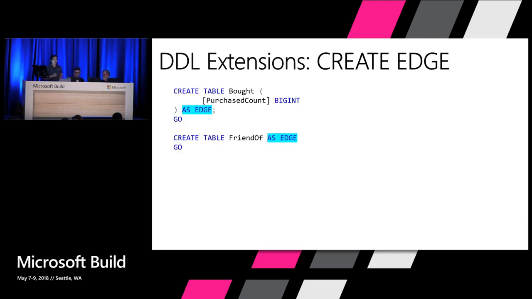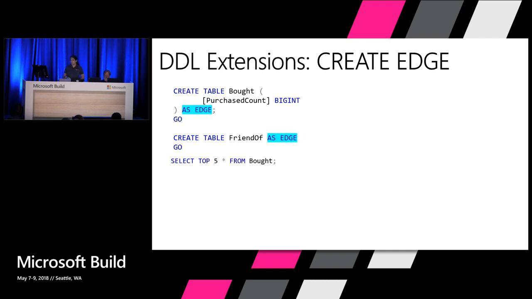Now let's look at how you will create an edge. Again, it's just like creating a table. You add as edge in the end. All type of data types are supported, all type of constraints are supported, all type of indexes are supported, including the clustered column store and non-clustered column store indexes. An edge table may or may not have any user-defined attributes. For example, the friend of edge here does not have any user-defined attributes, and that's allowed.